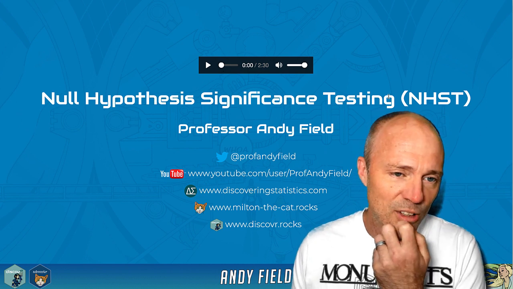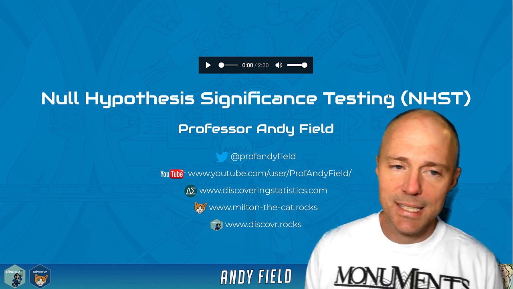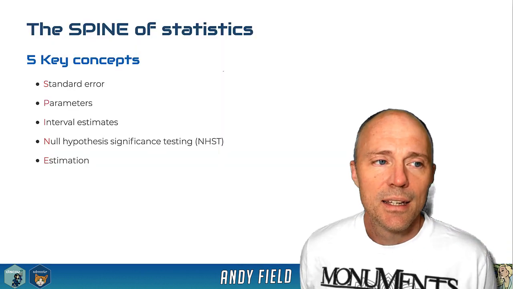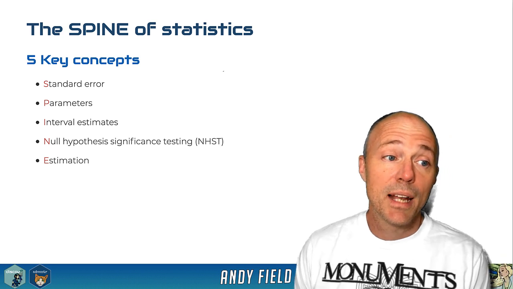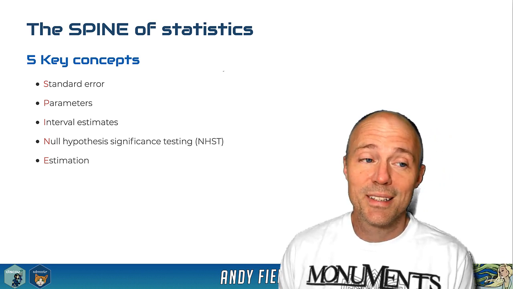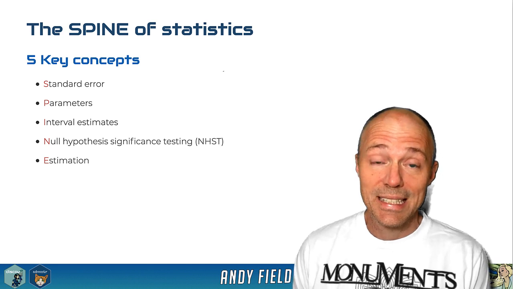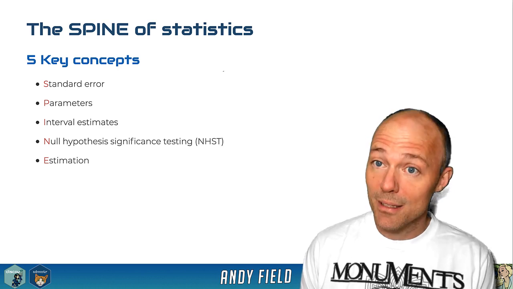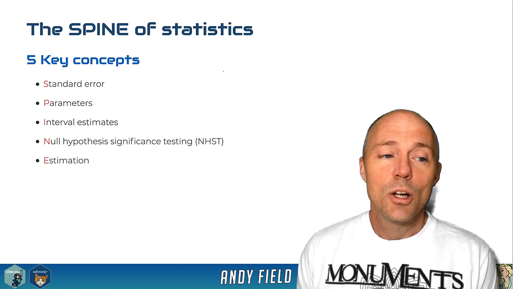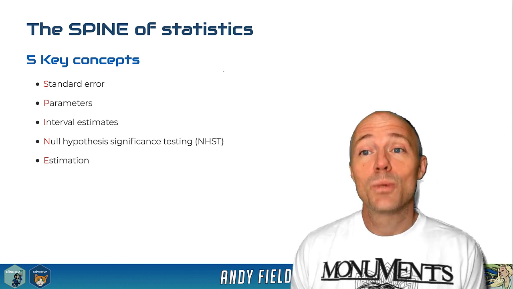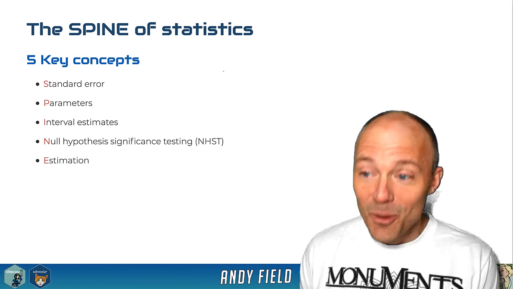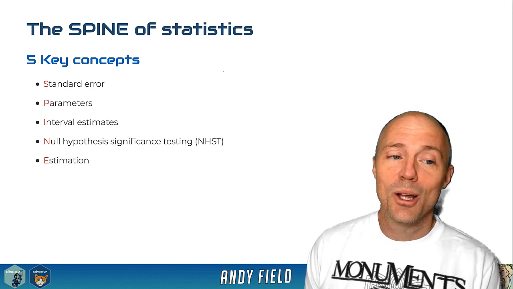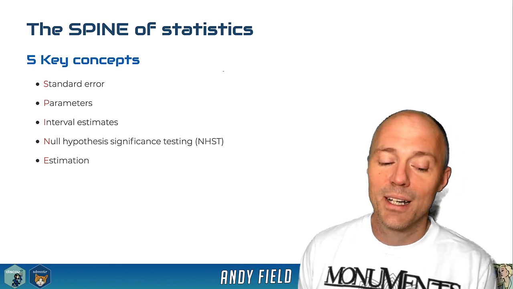In today's lecture, we're going to have a look at null hypothesis significance testing, or for most people, the p-value. As we've seen in the previous couple of lectures, there are 5 key concepts to understanding the statistical methods that are typically applied in the social sciences. The standard error, parameters, confidence intervals or interval estimates of the parameter, estimation, which we looked at in previous lectures, and that leaves us with one final topic, which is null hypothesis significance testing. So that's what we're going to cover today.